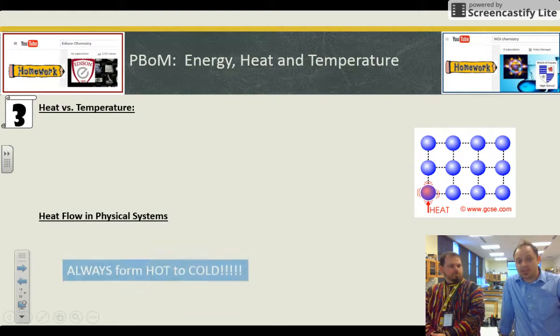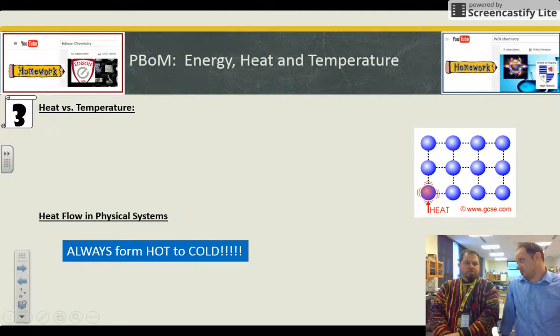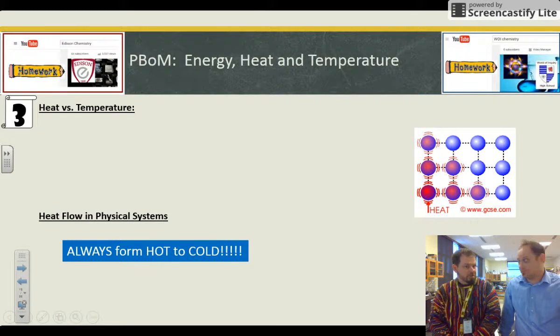Typically in physical systems, heat always flows from hot to cold. There's no way to make it go the other way, because literally, cold really is the absence of heat, and heat is energy.